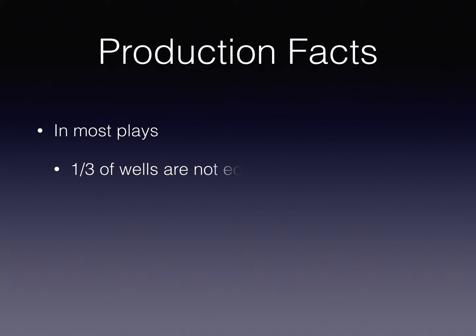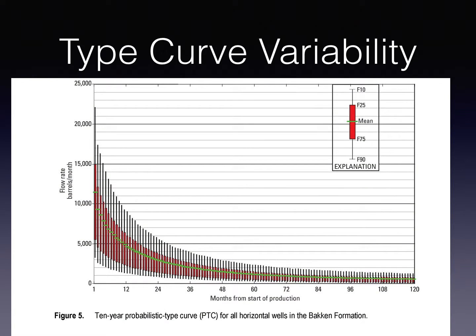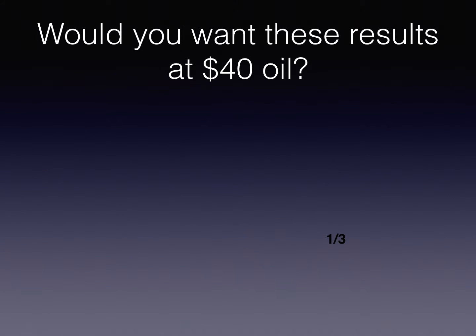In most plays, a third of the wells are not economical, a third are marginal, and a third are so productive they make up for the other two-thirds. Here's an example type curve from up north. Look at the incredible variability, especially within the first year.